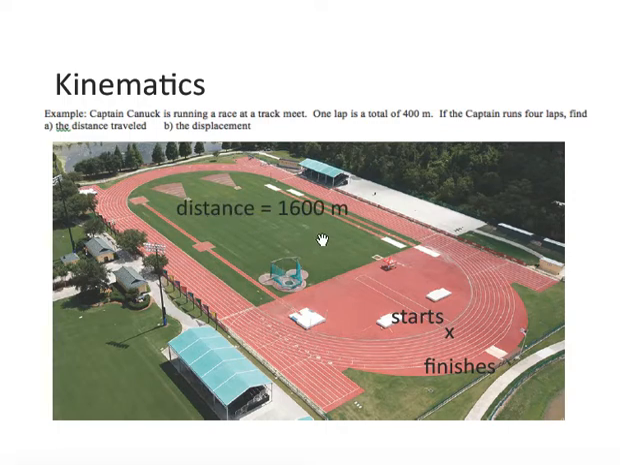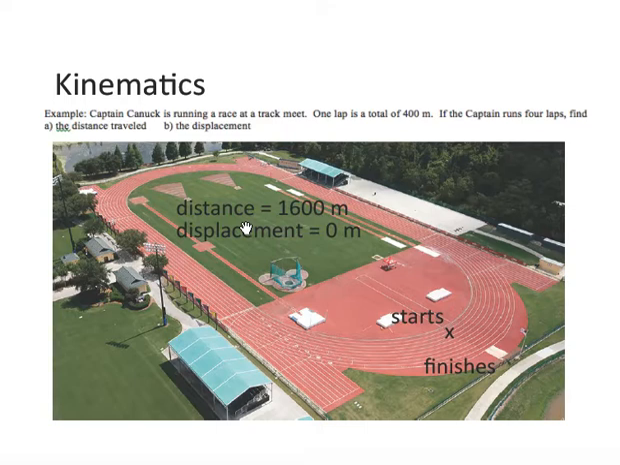So the distance is fairly straightforward, 1,600 meters. If one lap is 400 meters, then 4 laps is 1,600 meters. The displacement, however, is actually 0.